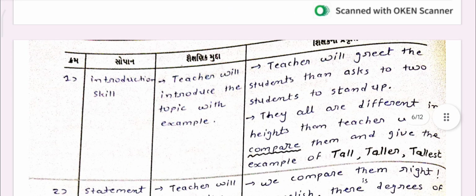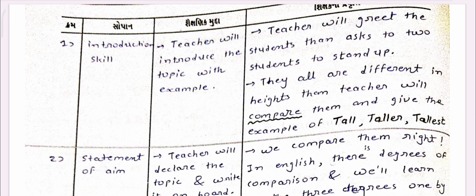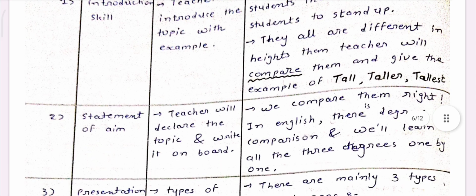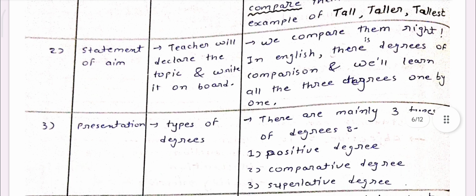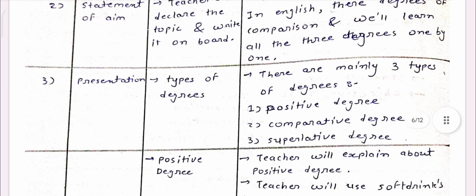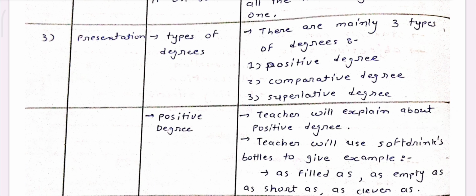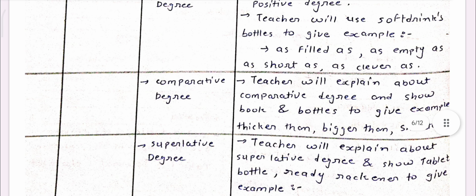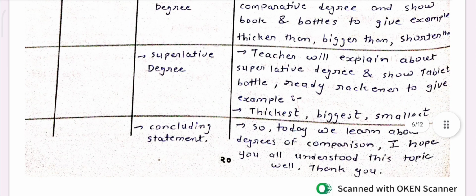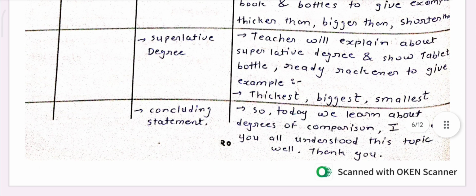Introduction. It is an activity based introduction. Here I asked 2 or 3 students to stand up, then I compared their heights to give examples of tall, taller and tallest. Second point is a statement of aim. Then I discussed all the types of degrees: positive degree, comparative degree and superlative degree. Then comes the concluding statement.